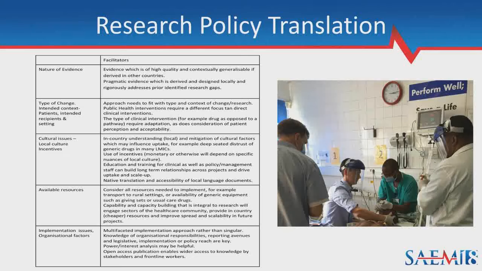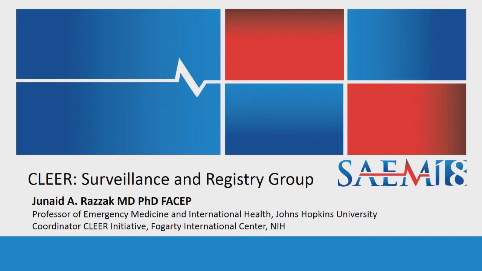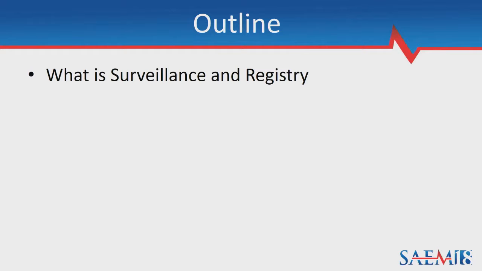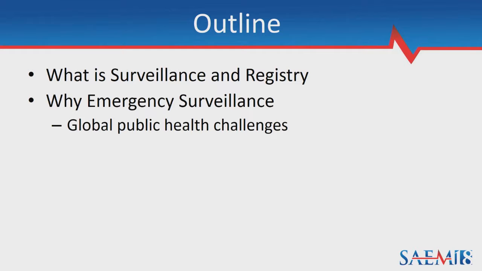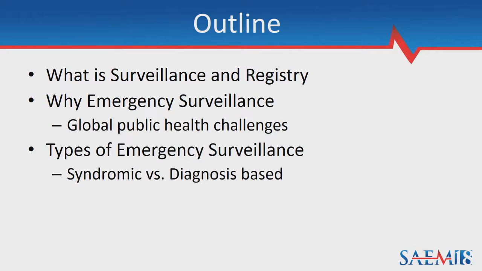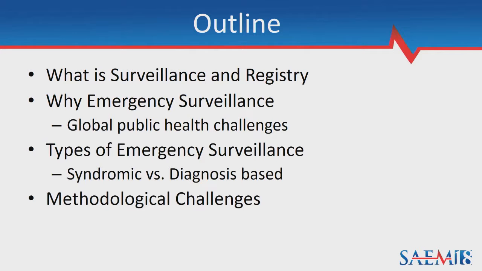My role is to talk about two other groups. I'm going to describe a little more on the surveillance and registry piece, and maybe a slide on the ethics group. Part of the outline is what is surveillance and registry. The group, in the paper, talks about the global public health challenges and how surveillance and registry in the emergency department fits into those global health agendas. And then types of surveillance, and then finally what are the challenges of carrying out surveillance in LMIC settings.